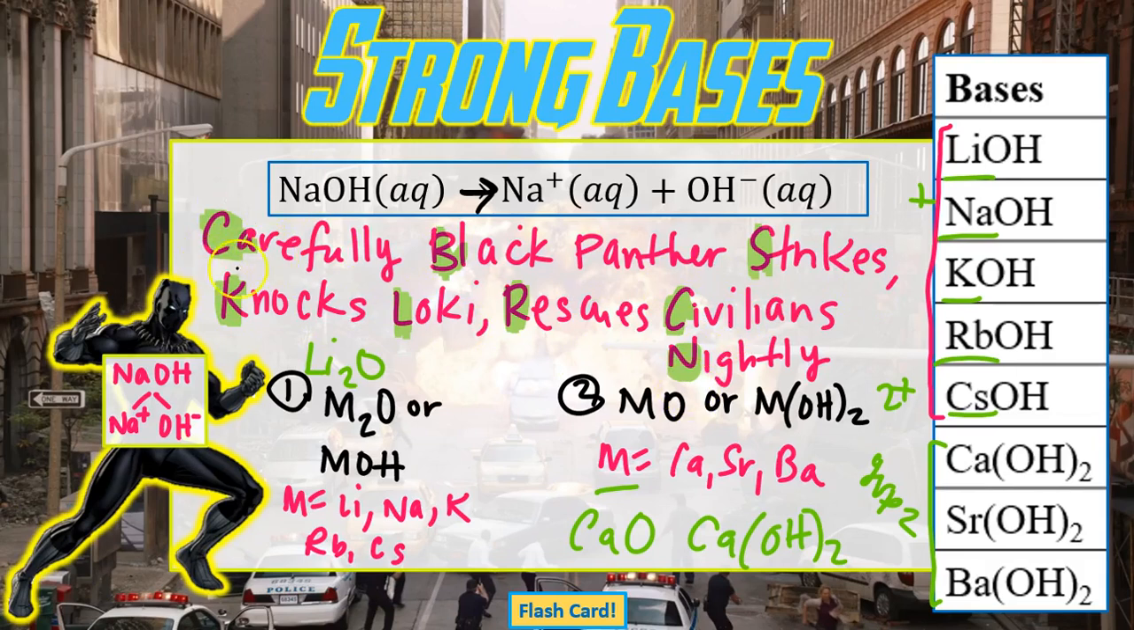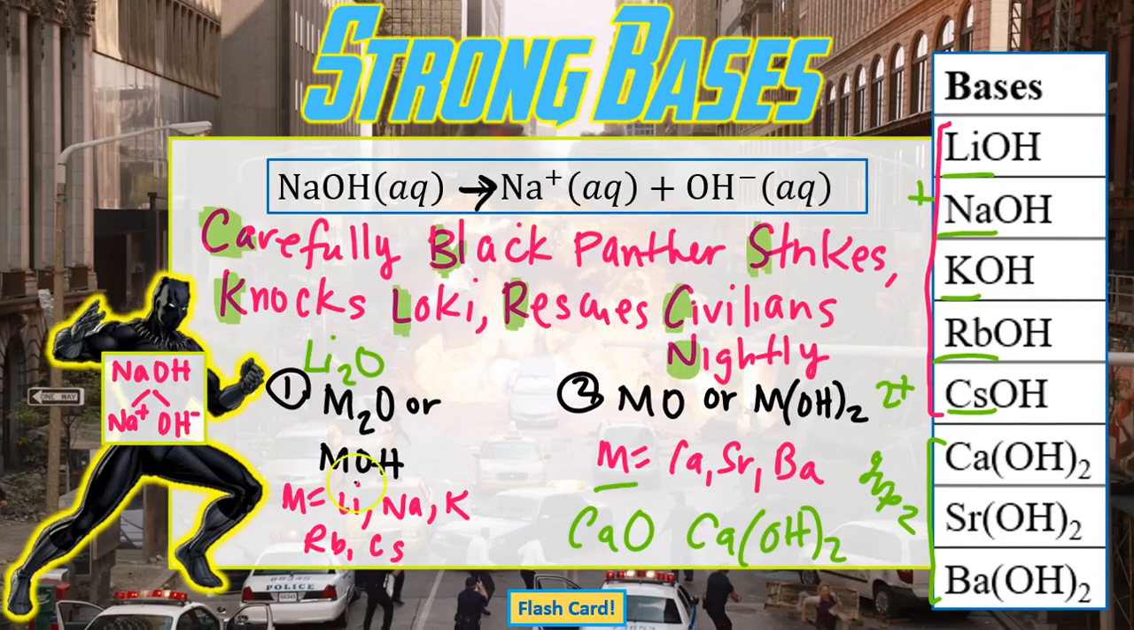Okay, so the Ca from carefully is going to represent calcium. The B is going to be barium, the S is going to be strontium, the K is for potassium, the L is for lithium, the R is for rubidium, the other C is for cesium, and then finally the N is for sodium. So that's just one little mnemonic that you can use. Or you can simply memorize the bases that you see here.